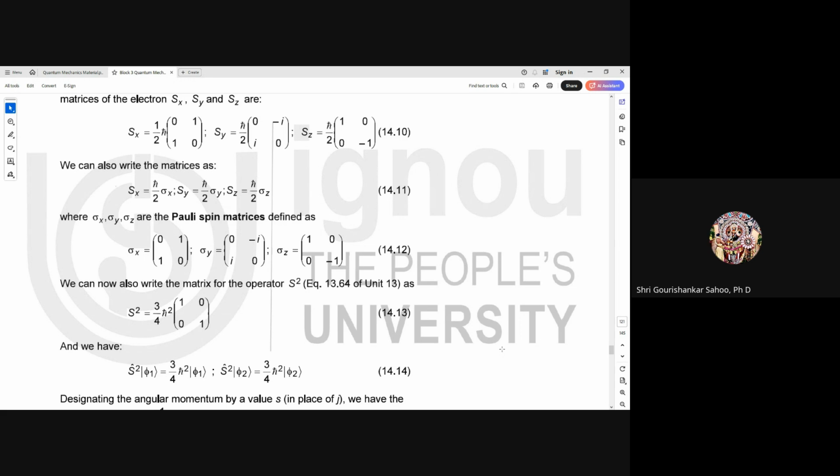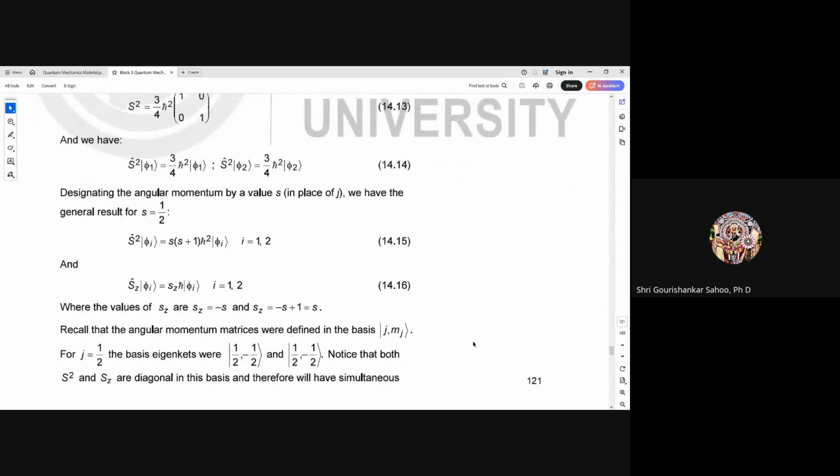And you can write S cap square on ket phi 1 is equal to 3 by 4 h cross square times the state vector phi 1. Similarly, S cap square phi 2 is equal to 3 by 4 h cross square phi 2 state. If you have S is equal to half, then S cap square phi i state is equal to S into S plus 1 h cross square phi i state, where i is equal to 1 or 2. And similarly, Sz cap on state vector phi i is equal to Sz h cross times the state vector phi i, where i is equal to 1 or 2, and the values of Sz are minus S to S.